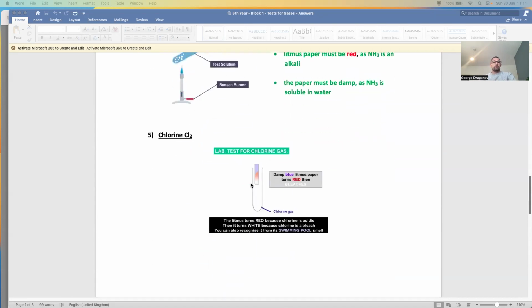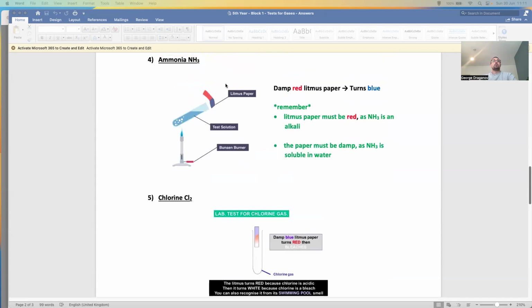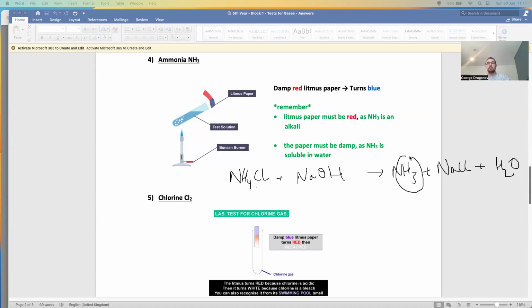Finally, we have the ammonia gas test and the chlorine gas test. So the ammonia gas test, what you do is you take a compound that contains ammonium ions in it. So for example, we can use ammonium chloride plus sodium hydroxide. Okay. When you add these two together, it's going to form ammonia gas plus NaCl plus water. And this gas here is the one you test for, because that is when that is produced.